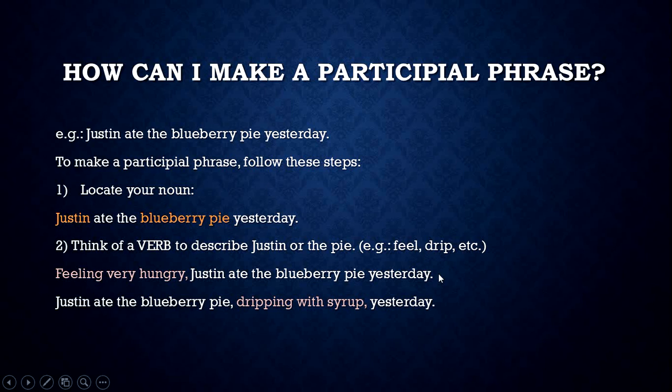Feeling very hungry, Justin ate the blueberry pie yesterday. So I'm including this in the beginning of the sentence. I'm taking ing, and all of this is describing Justin. Justin ate the blueberry pie dripping with syrup yesterday. So this one, dripping with syrup, that's talking about the pie, the blueberry pie.